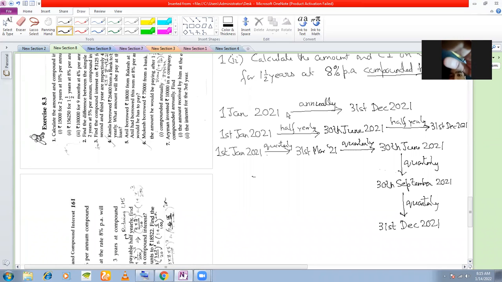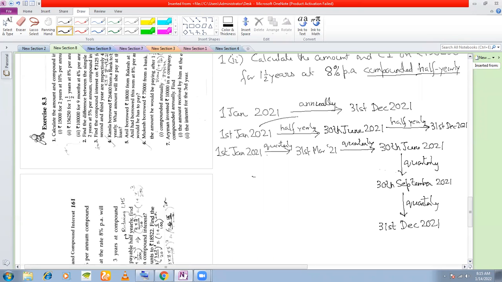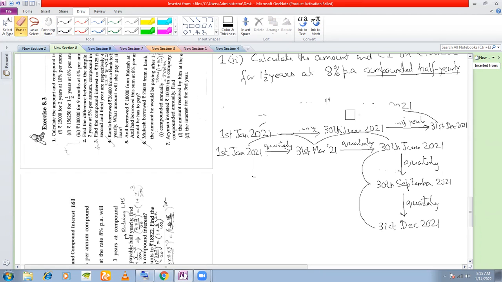Half yearly means you will get the interest twice a year. Quarterly means you will get the interest 4 times in a year. So half yearly, we are dividing the year into two parts: 1st Jan to 30th June, and then 30th June to 31st December. In case of quarterly, we are dividing the year into four parts: 1st Jan to 31st March, then 31st March to 30th June, then 30th June to 30th September, and then 30th September to 31st December. So that is the difference between annually, semi-annually, and quarterly.